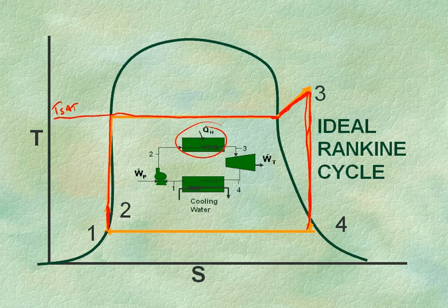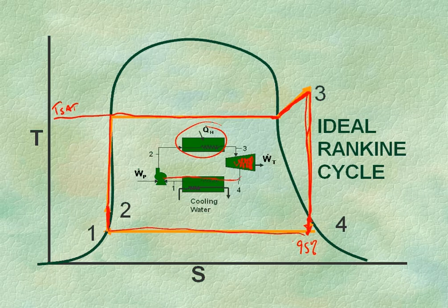You don't want to go too far into this saturated region, because if you get too much moisture, see this is right here, quality of 1, right here, quality of maybe 95% or so. If you get more than about 5% moisture in this turbine, you can damage the blades of the turbine because the little droplets are pinging against them. Think of it that way. And then we'll condense it back down at constant pressure, as we remove heat the entropy drops, and we start all over again with a liquid.